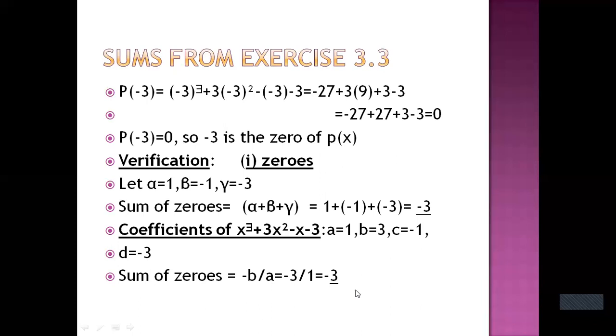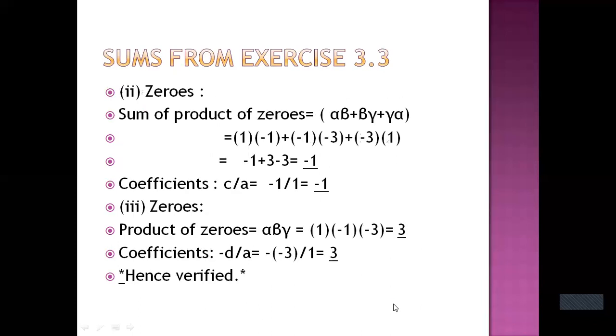Now the second one, that is sum of product of zeros. So this one we'll find first through zeros. The formula is alpha beta, beta gamma, and gamma alpha. So substitute all the values now.